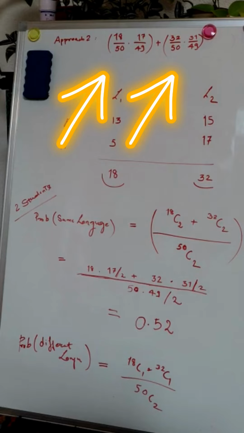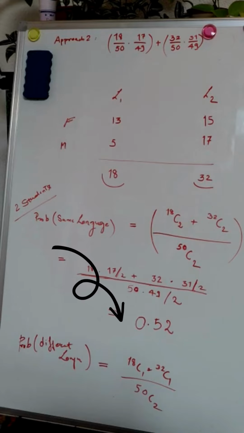Plus the other language, if you want to pick two students from there. So 32 upon 50, and then 31 students will be left to pick from, so 31 upon 49. Mathematically, both come back to 0.52. These are the two approaches in which you can think.